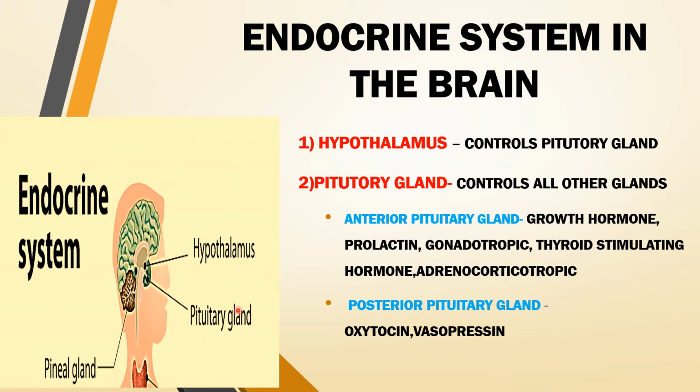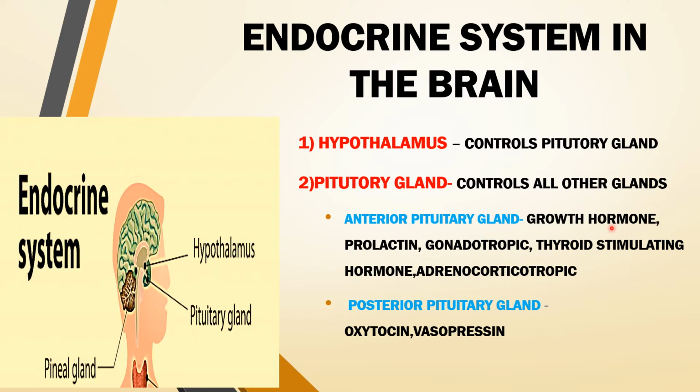This gland is divided into two lobes, that is the anterior pituitary and the posterior pituitary. The anterior pituitary gland secretes the growth hormone. This hormone is for the normal growth of a person. If this hormone is secreted too much, then the person becomes too tall and the disease is called gigantism. On the other hand, if it is secreted in less amount, then the person becomes a dwarf and that disease is called dwarfism.